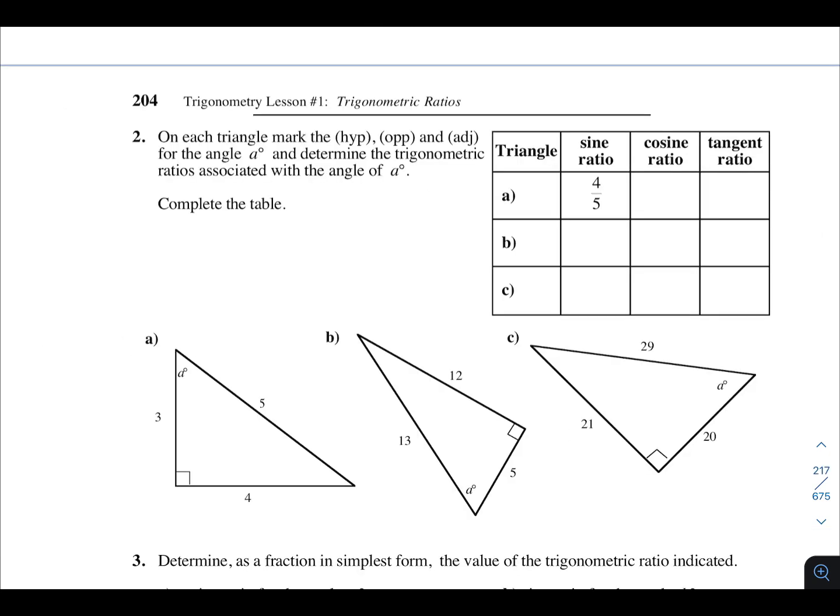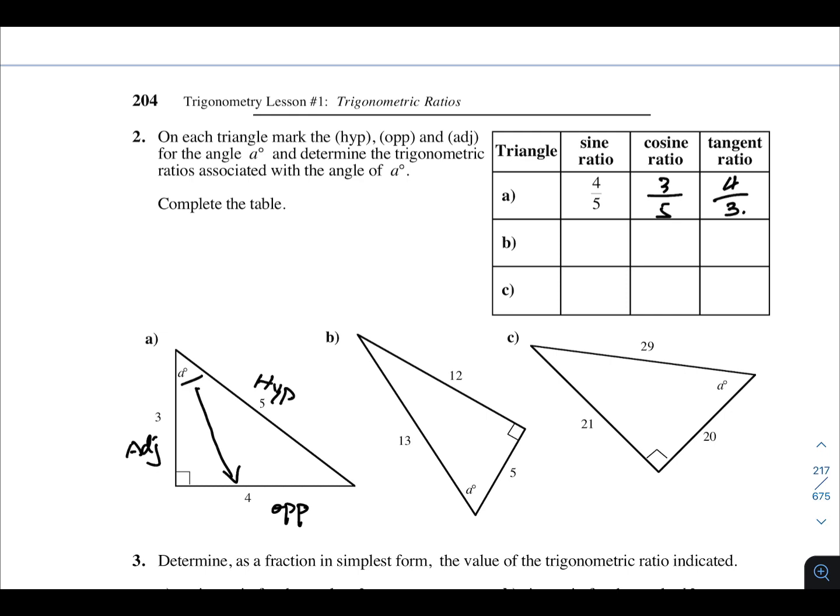Okay, let's look at number 2. On each triangle, mark the hypotenuse, opposite, and adjacent for the angle A, and determine the trigonometric ratio associated with the angle A. This is angle A, and this part of 4 is the opposite side, the longest one is the hypotenuse, and the last one is adjacent. For the cosine ratio, it's adjacent divided by hypotenuse, and for the tangent, it's opposite divided by adjacent.